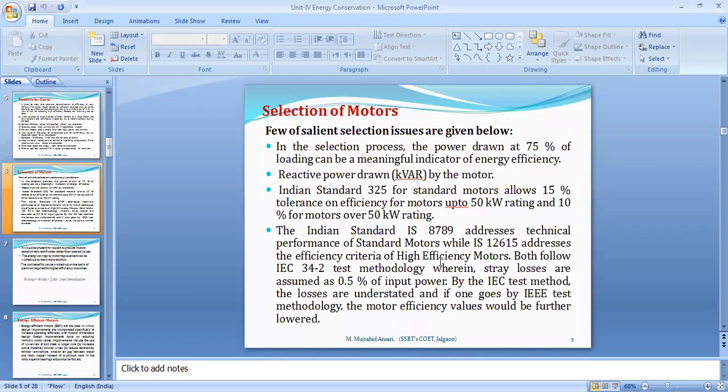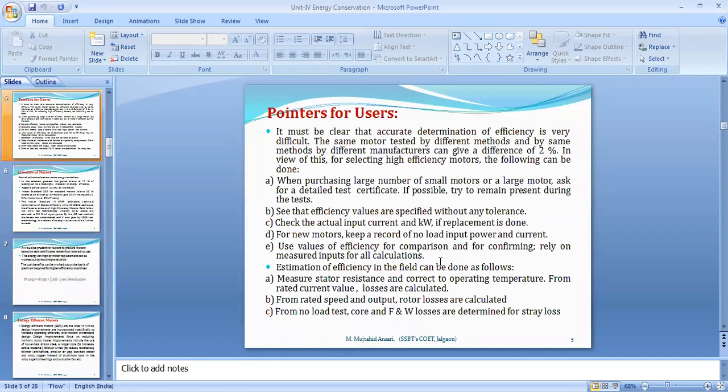So we discussed a pointer for the user when someone is going to purchase a large number of small motors, because in the case of a small motor the efficiency is smaller. So we have to take care about the no load current, no load losses, no load power factor. Similarly, the efficiency and power factor at 75% and 80%.